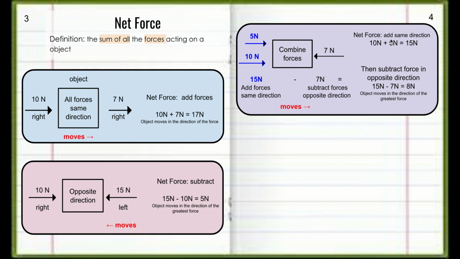So first, you're going to add same direction. They go in the same direction, add. And then if there's any opposite directions, you're going to subtract. So this object is going to move 8 newtons to the right.